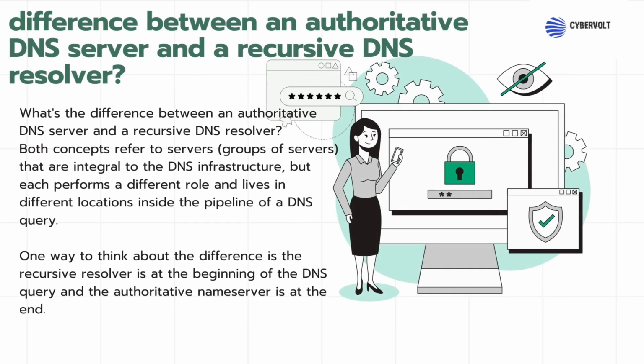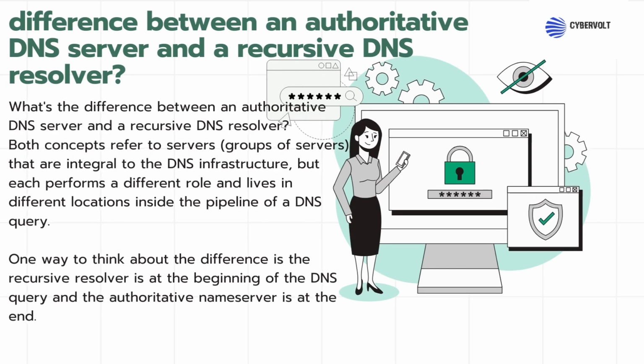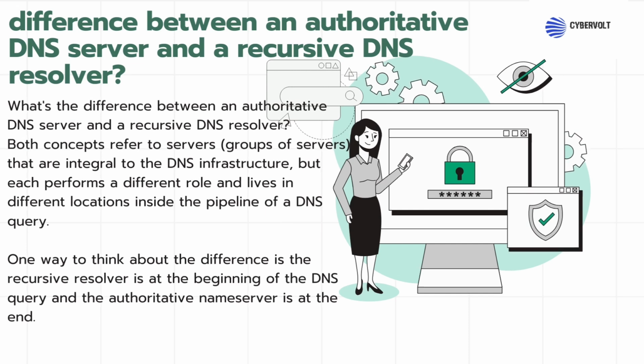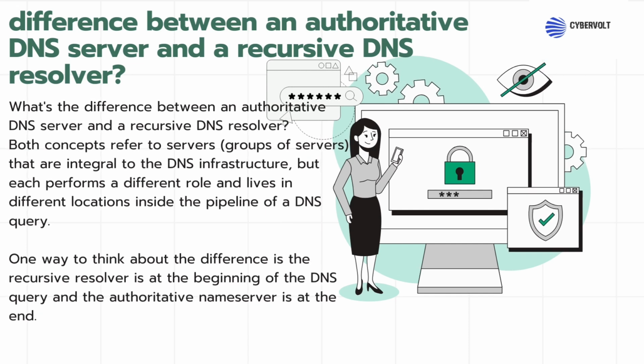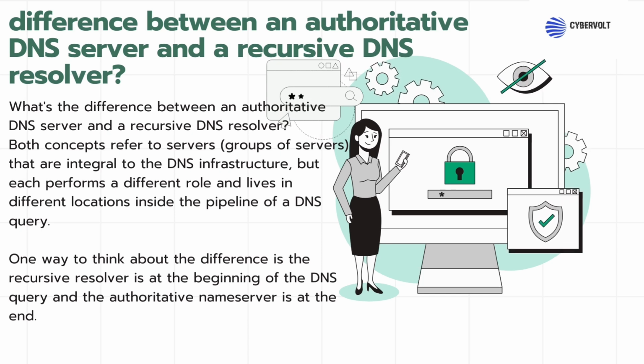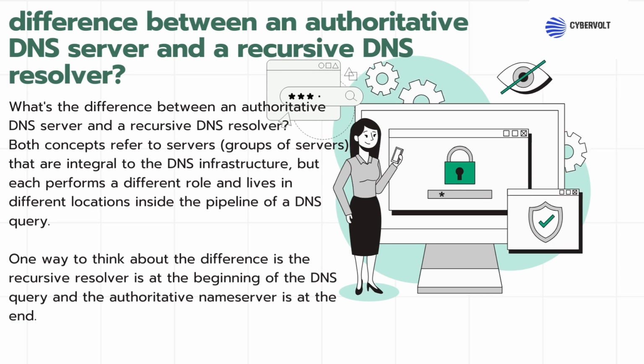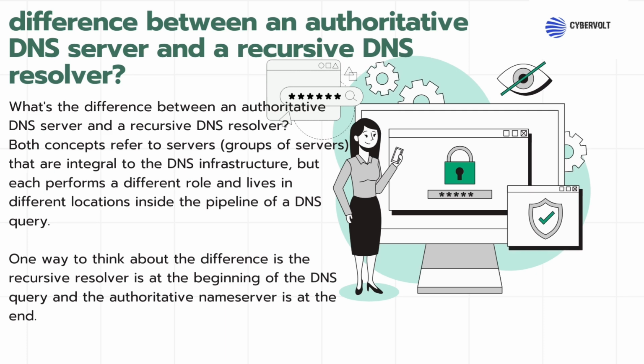What's the difference between an authoritative DNS server and a recursive DNS resolver? Both concepts refer to servers, groups of servers, that are integral to the DNS infrastructure, but each performs a different role and lives in different locations inside the pipeline of a DNS query. One way to think about the difference is the recursive resolver is at the beginning of the DNS query and the authoritative name server is at the end.